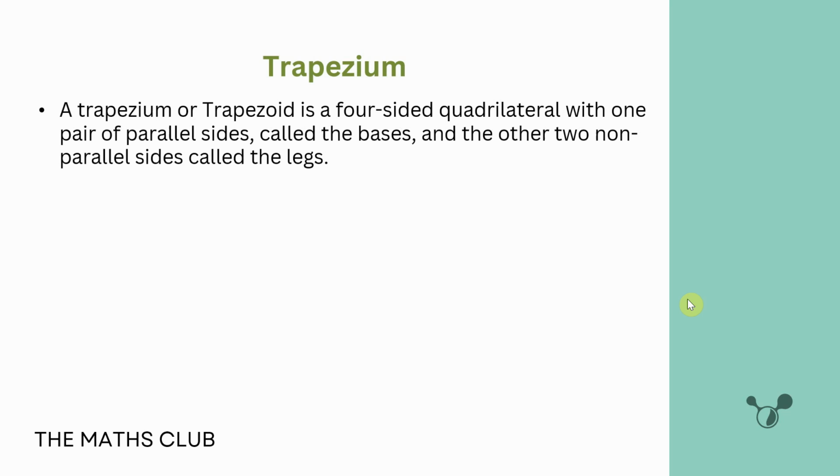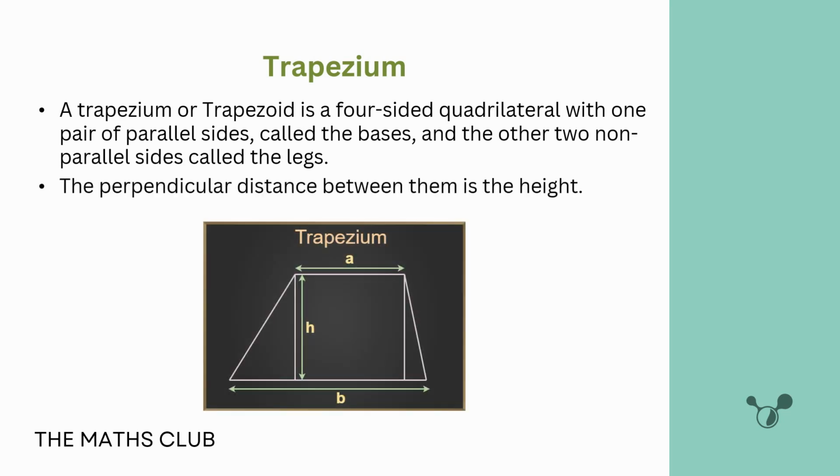So what is a trapezium? A trapezium, or a trapezoid, is a four-sided quadrilateral with one pair of parallel sides called the bases. So let's see an image. These will be the parallel sides, this one here and this one here. These two are called the bases, and the other two non-parallel sides are called the legs. So these are the two non-parallel sides, this one and this one, right? These are the legs.